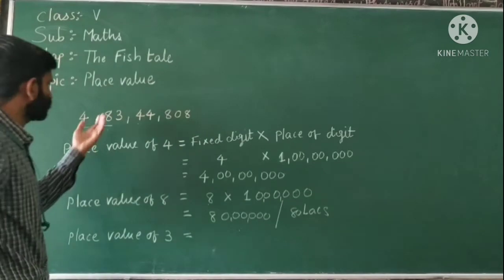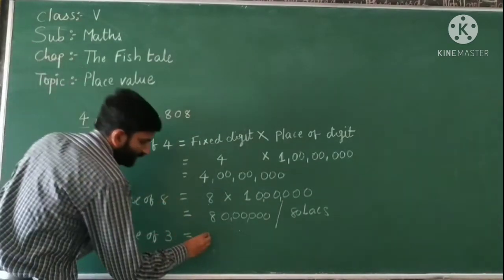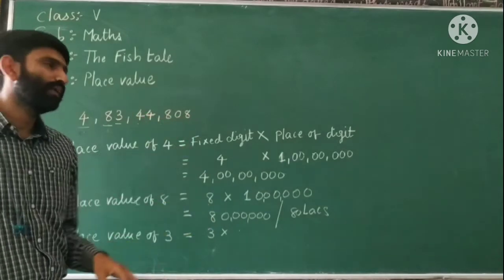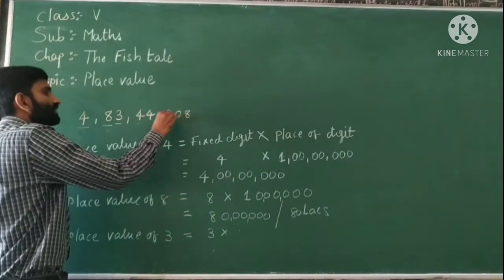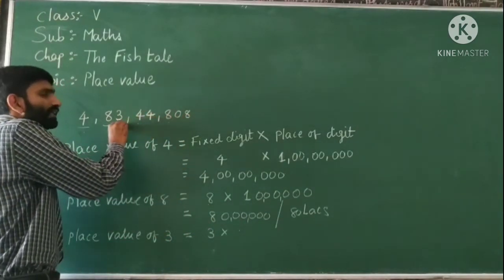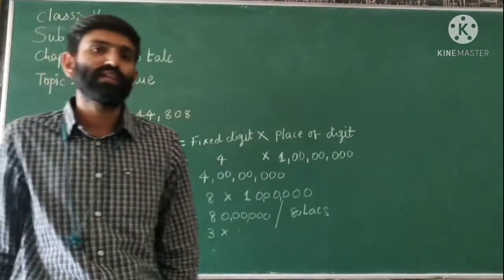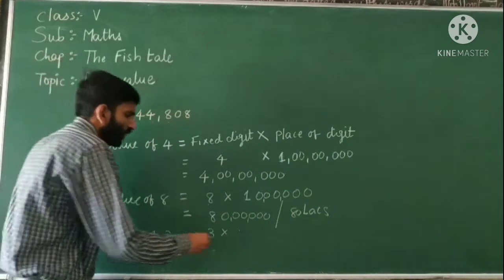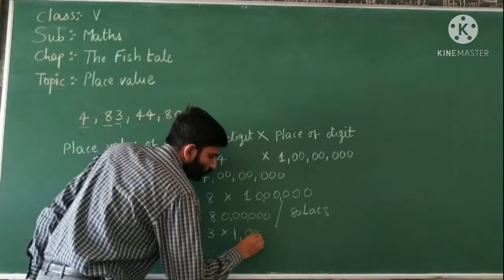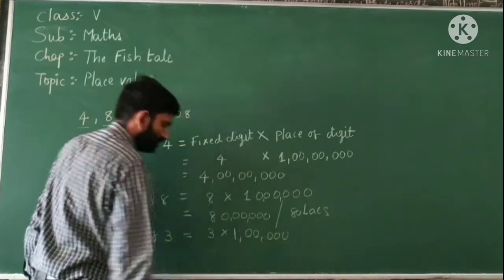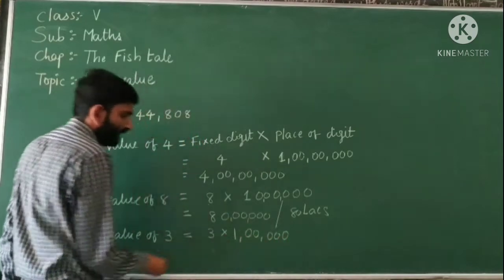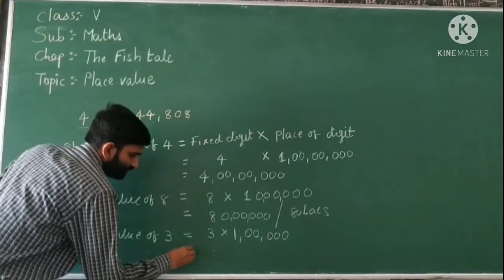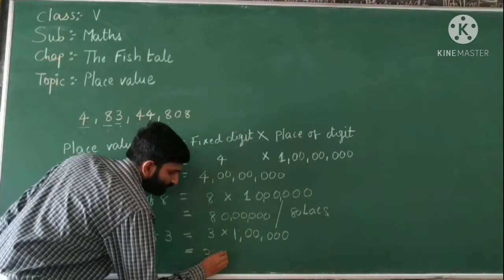Now, what is the fixed value in the 3? It is 3 itself. Now, अब हम इसका place count करेंगे. Ones, tens, 100, 1000, 10,000. It is 1 lakh. So how many zeros are there in 1 lakh? Obviously, there are 5 zeros in 1 lakh. So write 1 lakh. Now, if we multiply 3 into 1 lakh, we will have the answer 3 lakh.